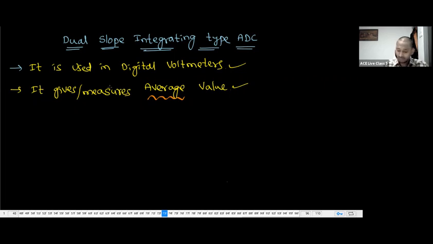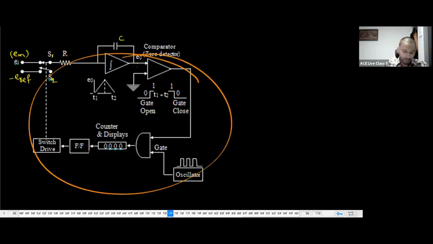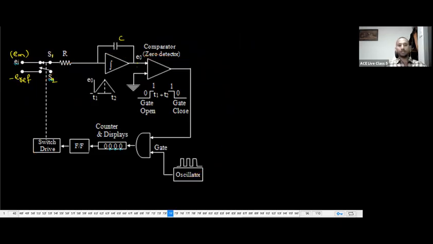So be clear. Sir, here, this is the block diagram of the dual slope integrating type ADC. Dual slope means two slopes will be there. One is the increasing slope, the other one is the decreasing slope. That is the dual slope integrating type ADC. So what is the structure? I will explain clearly block by block. After that, the operation will be clear.